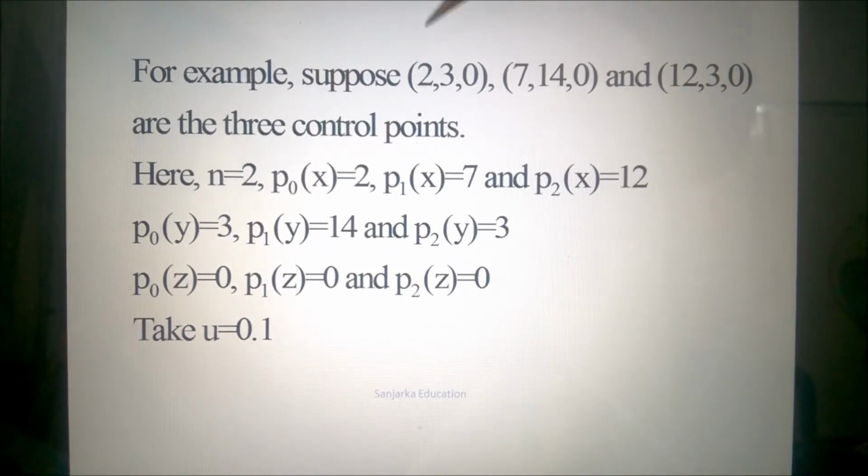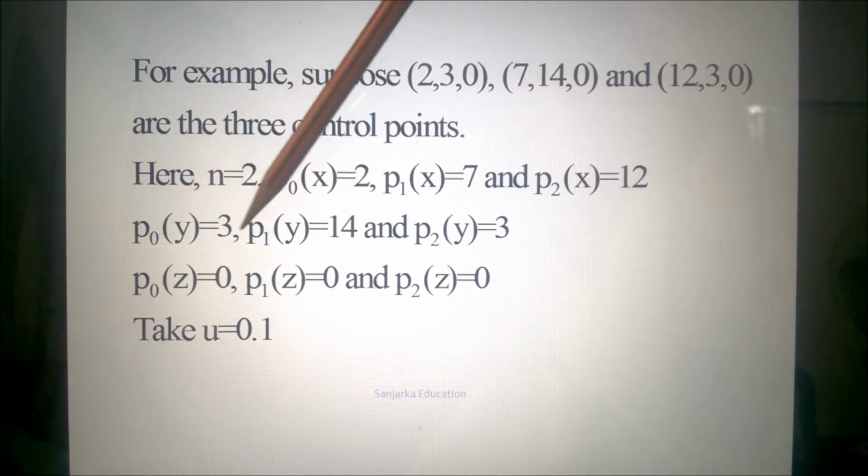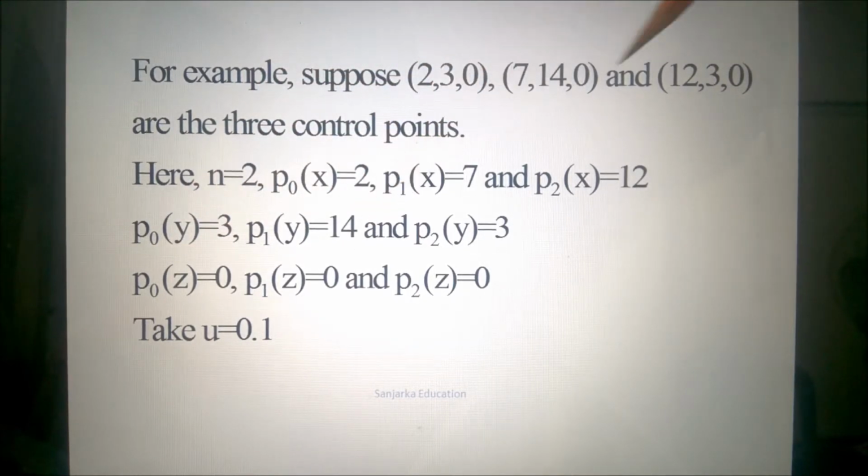You can see the x coordinate of the first control point, with subscript 0 and x, is 2. Similarly, for the next control points, the x coordinates are 7 and 12. Similarly for y, I made them 3, 14 and 3, and all the z coordinates are 0. Next we'll take u equal to 0.1, and let us see what happens.